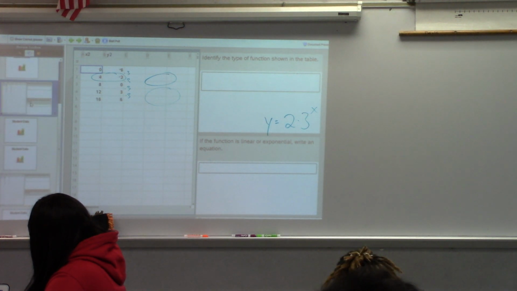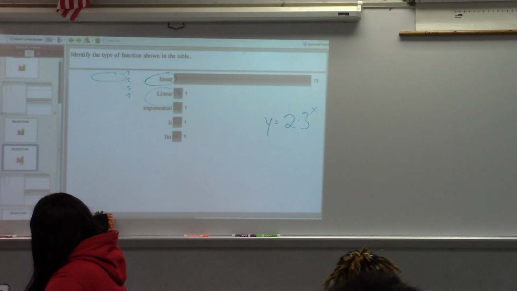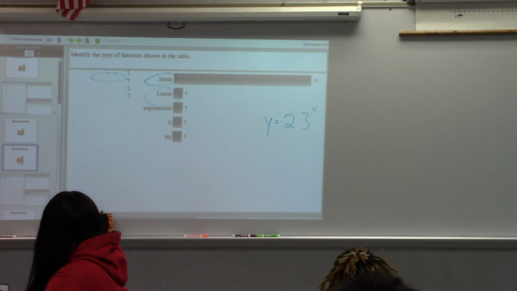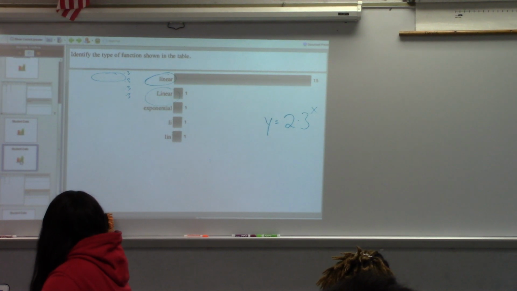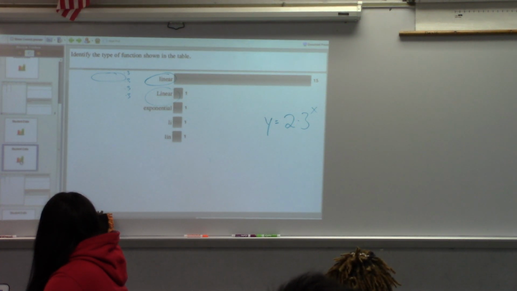All right, the next one was this function, which the majority of us said linear. I got one exponential in there. But what was the reason? Notice I'm asking you the reason because on understanding checks, you're going to have to do what with your answers? Justify them. Tell me why you said what you said.